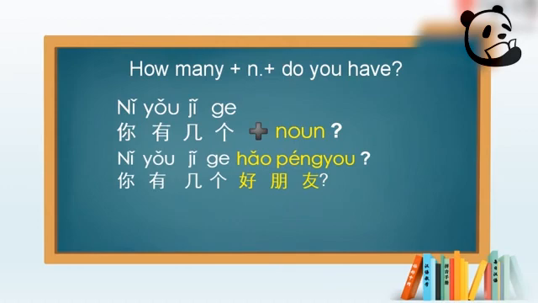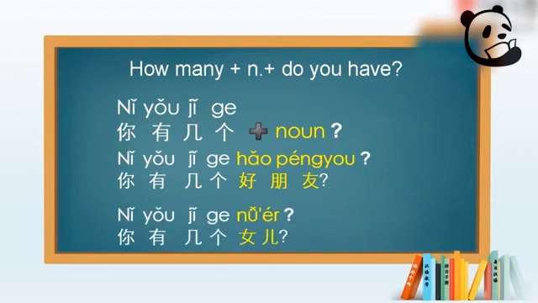You have how many good friends, or 你有几个女儿, You have how many daughters. As you may notice, although the word 个 is pronounced the first tone, when we use it in a sentence, we usually pronounce 个 in a neutral tone. Now, let's listen to the conversations one more time.